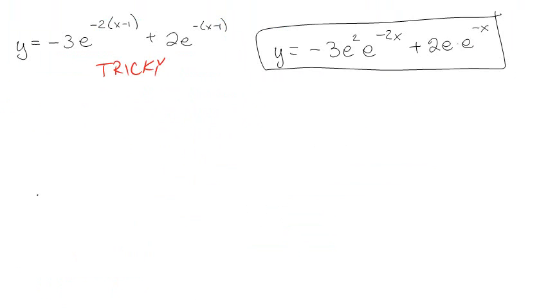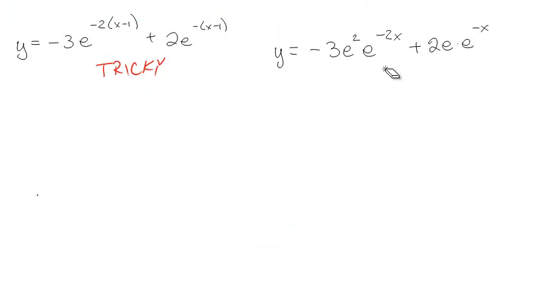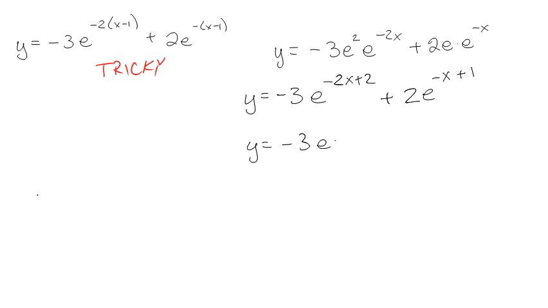Okay, so I'm actually going to argue that the tricky way gives you a prettier answer and makes something a little bit more obvious about what's going on, because you can see that there is a significant inflection point or something interesting is going on at x equals 1. But let me show you that this is the same. So I have that y is equal to negative 3 e to the negative 2x plus 2 e to the negative x, which is negative 3, e to the, I'm going to pull out a minus 2, x minus 1, and I'm going to pull out a negative 1, x minus 1.